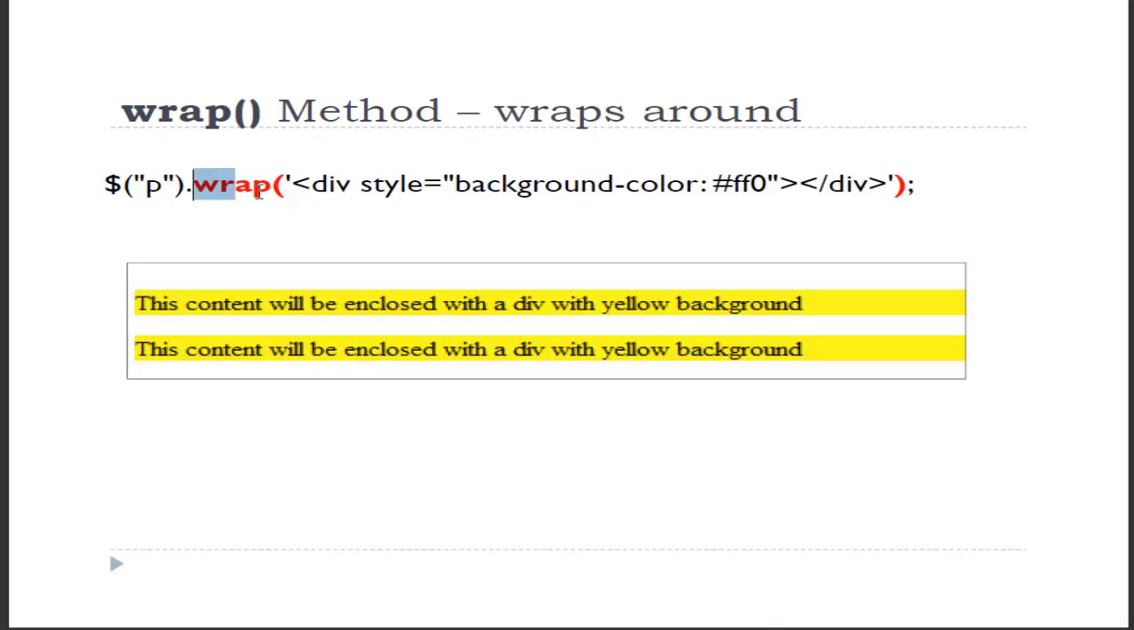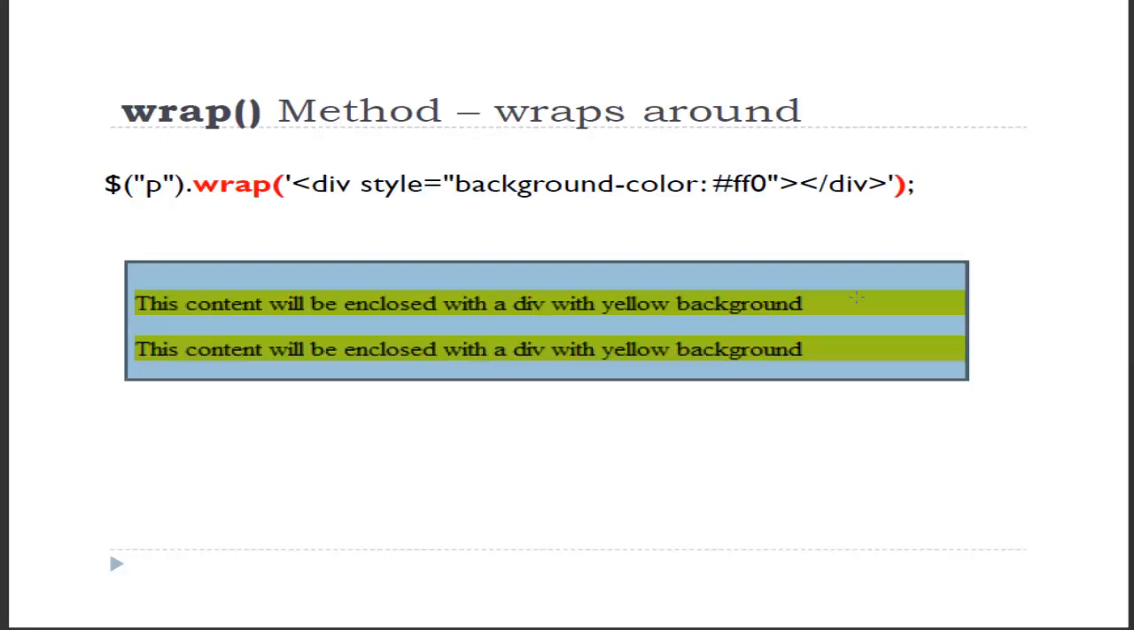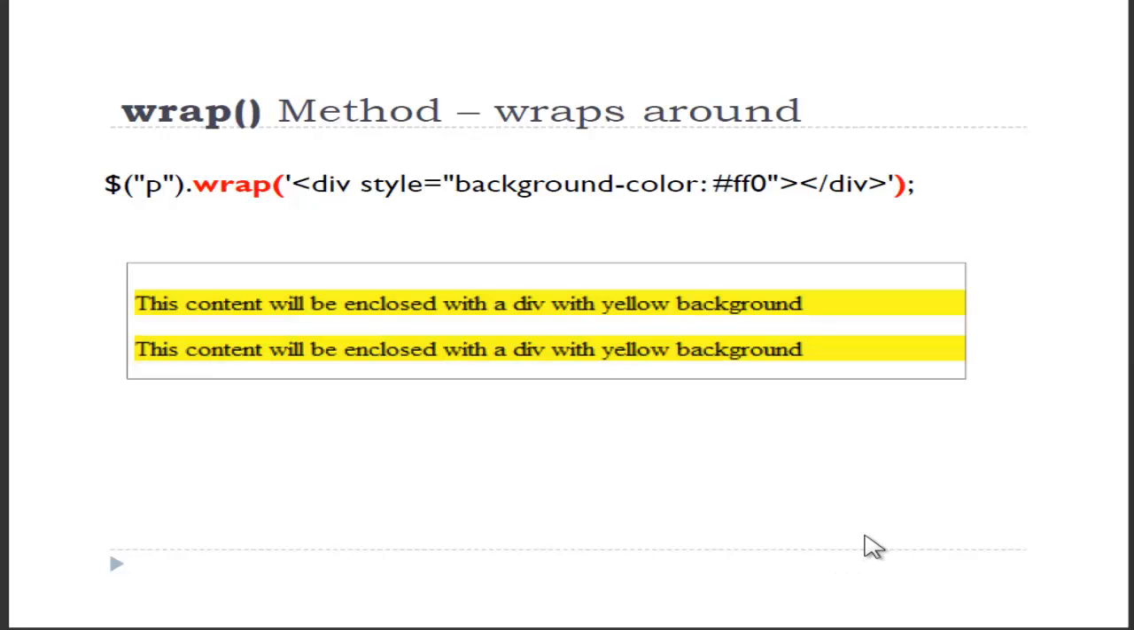The wrap method, a very interesting and useful method, allows us to wrap an HTML element around a selector. And obviously, if we wanted to put some attributes inside that element, we can do so too. So if we had two paragraphs as a selector, and we wanted to wrap this div around them, it would enclose the paragraph with this div containing the background color. So it wraps around each selector.